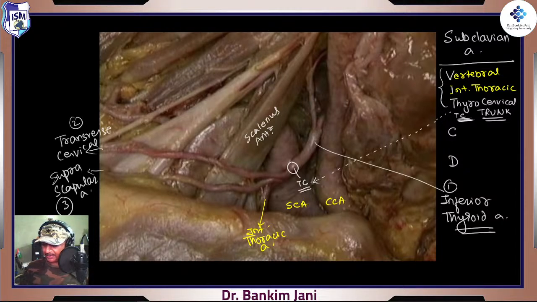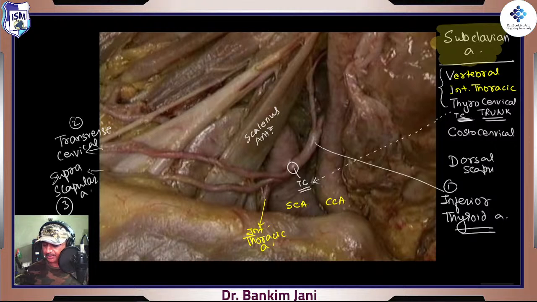Meantime, as we are talking about the subclavian, we need to finish that. This subclavian artery, so what about this C? C is costocervical, and D is dorsal scapular, which will be going posteriorly. All right, so these are the branches of the subclavian.